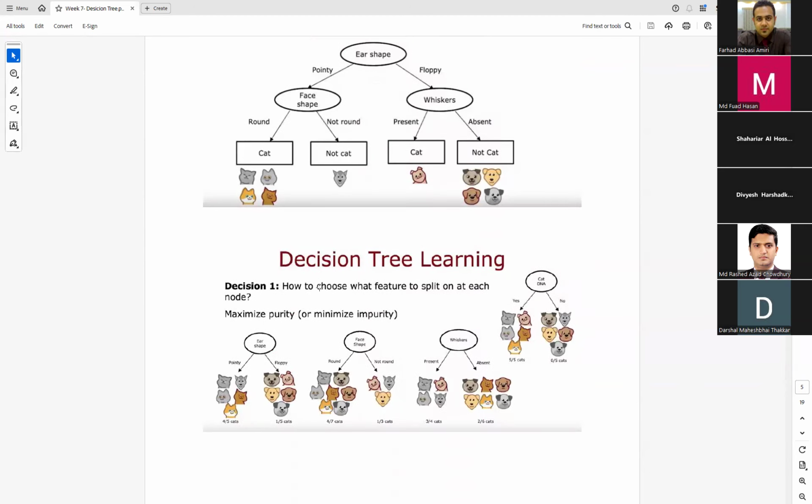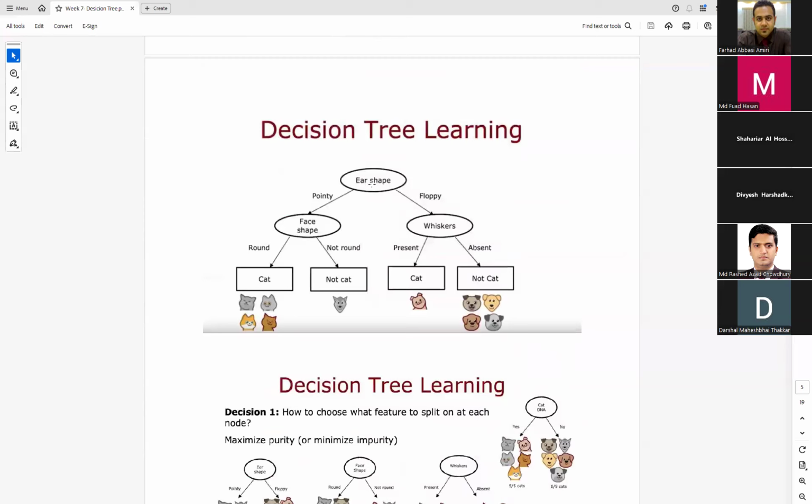But there are some questions that you need to ask yourself when you're building up a decision tree. The first one, how to choose what feature to split on at each node. You remember, for example, for the first node, why I used ear shape. I could use face shape. Another one might come and say that I want to use whisker on the root node, right? There are different opinions, so there are different possibilities. But which one is correct?